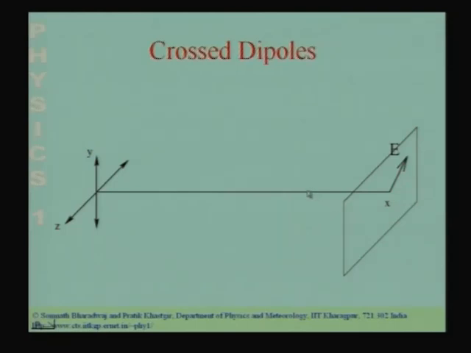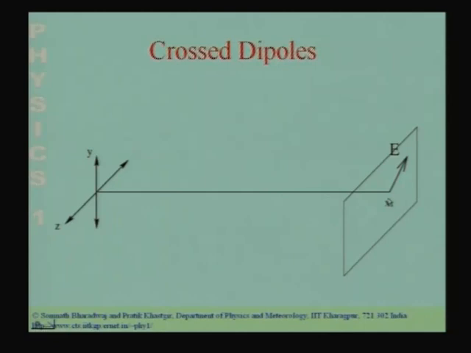Okay. Now, let us come to the situation that we now want to discuss. We have two crossed dipoles. So, instead of having one dipole along the y axis, we now have two dipoles, one along the y axis and another along the z axis. We feed exactly the same current to both of these dipoles. Let us first consider a simple situation where we have two dipoles perpendicular to each other, that is why we refer to them as crossed dipoles.